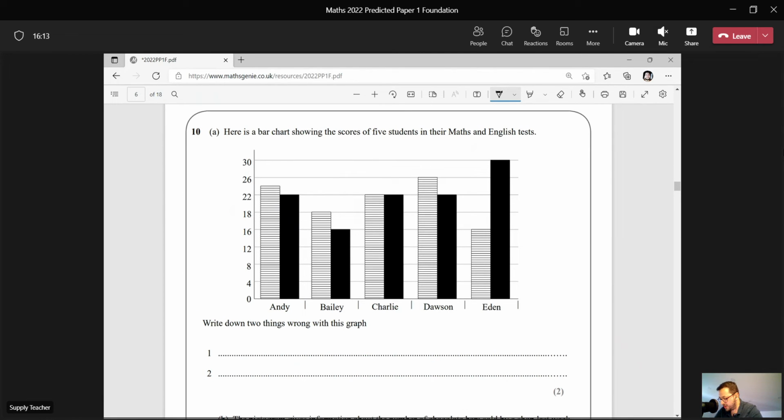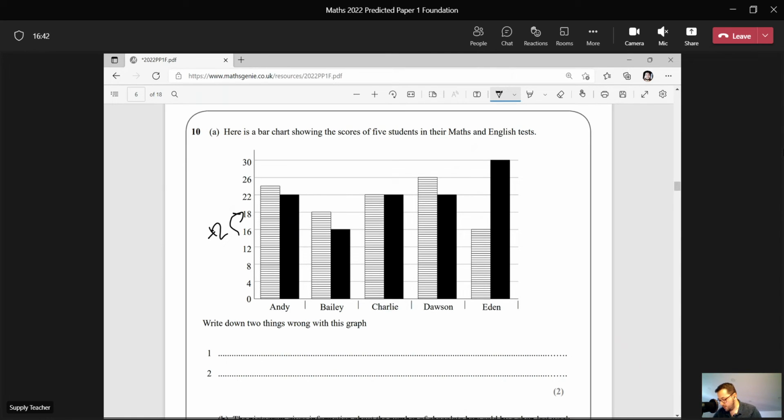Alright, so here is a bar chart showing the scores of 5 students in their maths and English tests. It says write down 2 things wrong with the graph. Right, well, let's have a look at it then. Normally in this type of question, there's usually something wrong with the numbers going up. So if we have a look, they're going up in 4s. So 0, 4, 8, 12, 16, and well, there's a mistake there. For some reason, it only goes up 2 there.